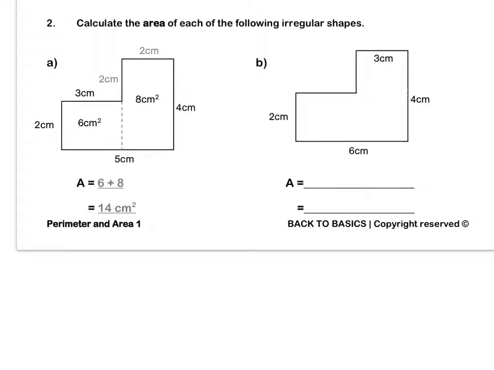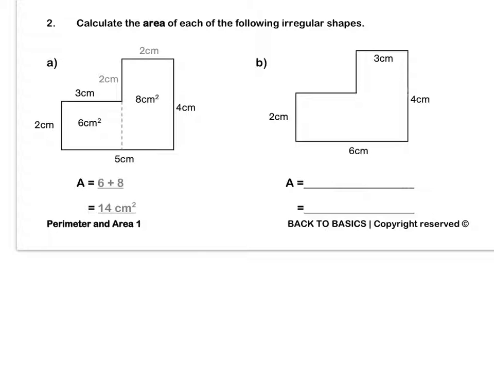Question 2. Calculate the area of each of the following irregular shapes. So we have this shape here. We know how to calculate the area of a square or a rectangle. So we divide the shape into two rectangles by drawing a line down the middle. We could have also drawn the line there to divide it into a rectangle there and a square at the top. However, let's use how it's done in the example.